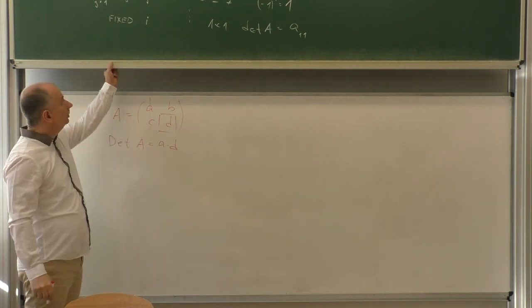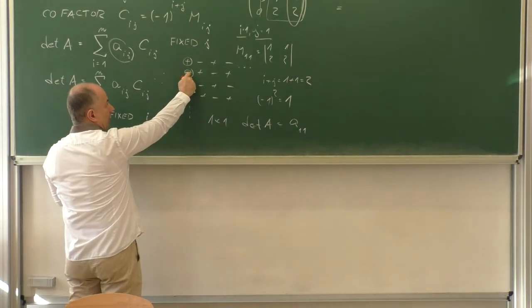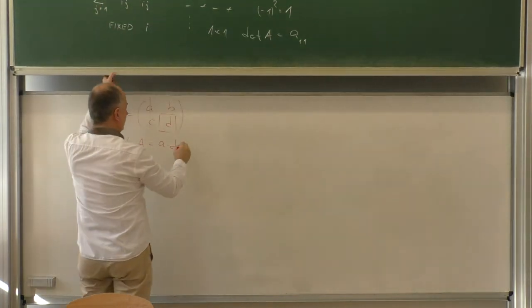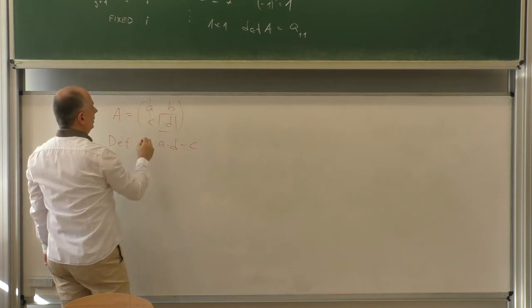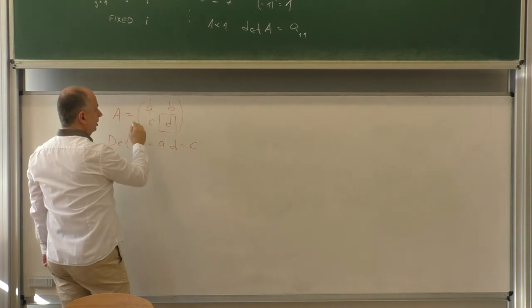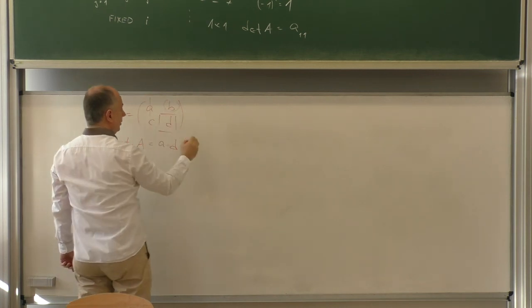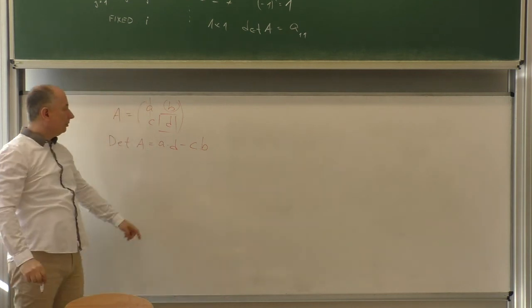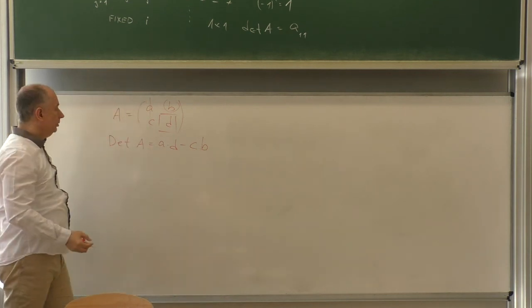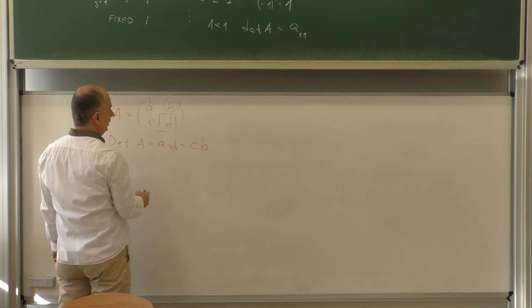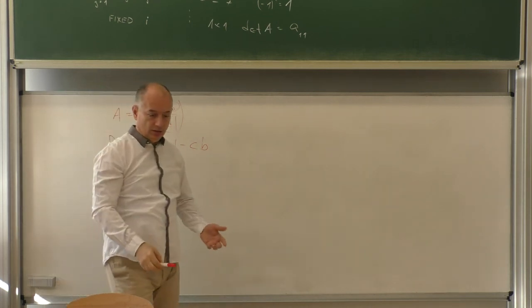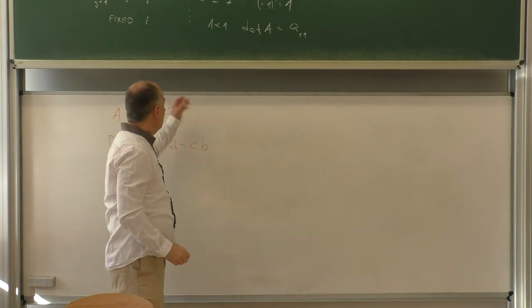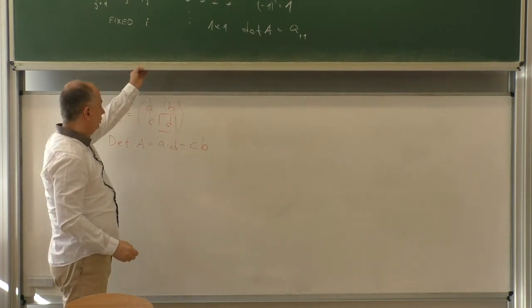Plus minus 1 times C times the minor generated by deleting the first column and the second row, which is B. And you see, this is in perfect agreement with our definition before, AD minus BC. So this is indeed the way how to compute the determinant of a 2 by 2 matrix.